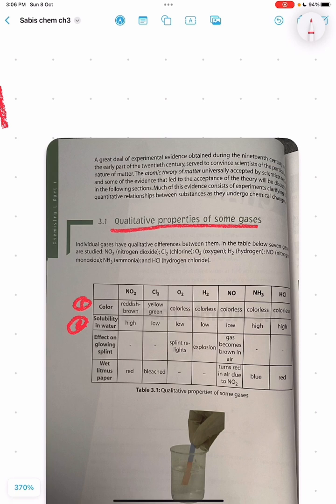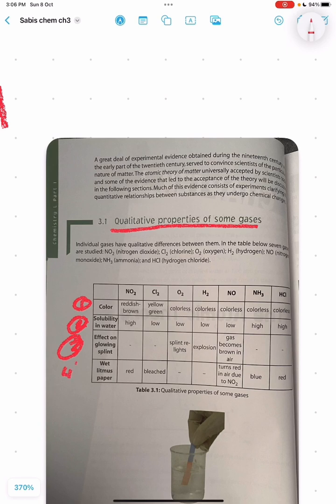If it has high solubility, meaning it dissolves fast. If it has low solubility, it means it either does not dissolve or only a small portion of it dissolves. Number 3, effect on the glowing splint, what will happen to it. Sometimes nothing happens to it, other times it lights up. In special conditions, it might explode. It depends on the nature of the gas.